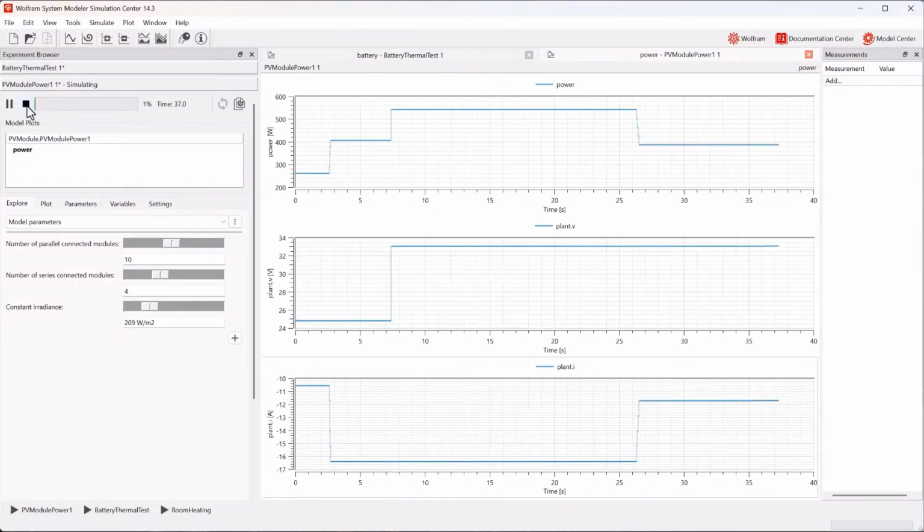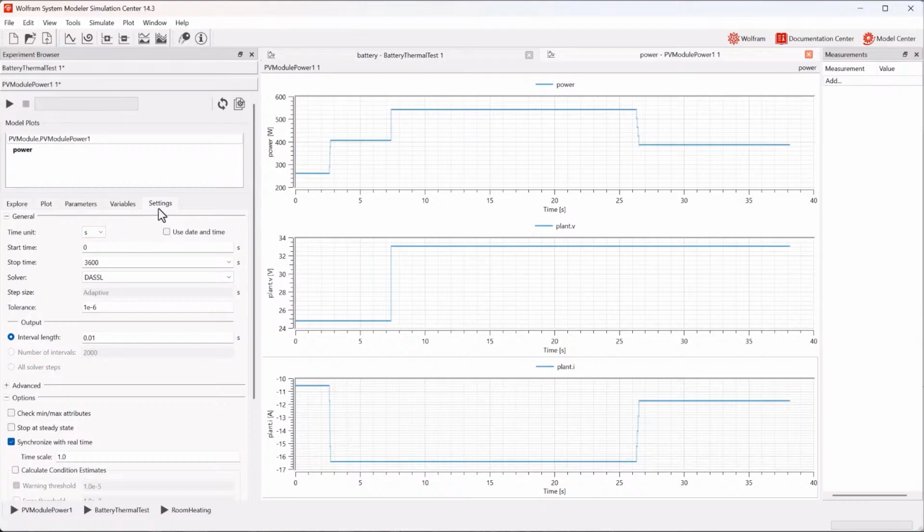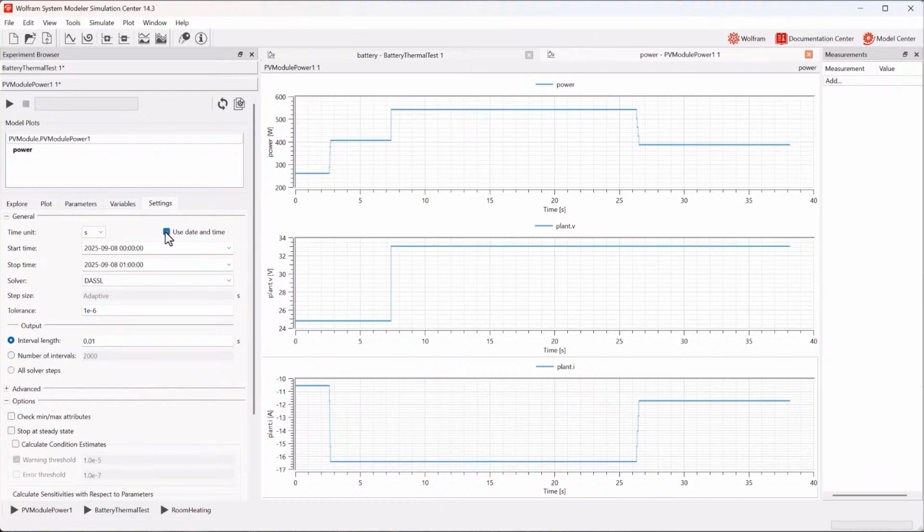There is another new feature in 14.3 that makes results much more intuitive. That is calendar time in simulation. In earlier versions, results were always shown in generic simulation time, that is seconds, minutes, or related time units. That makes it hard to connect to real world performance. With version 14.3, you can now enable the use date and time option in settings, and this lets you anchor your simulation to a specific calendar date.